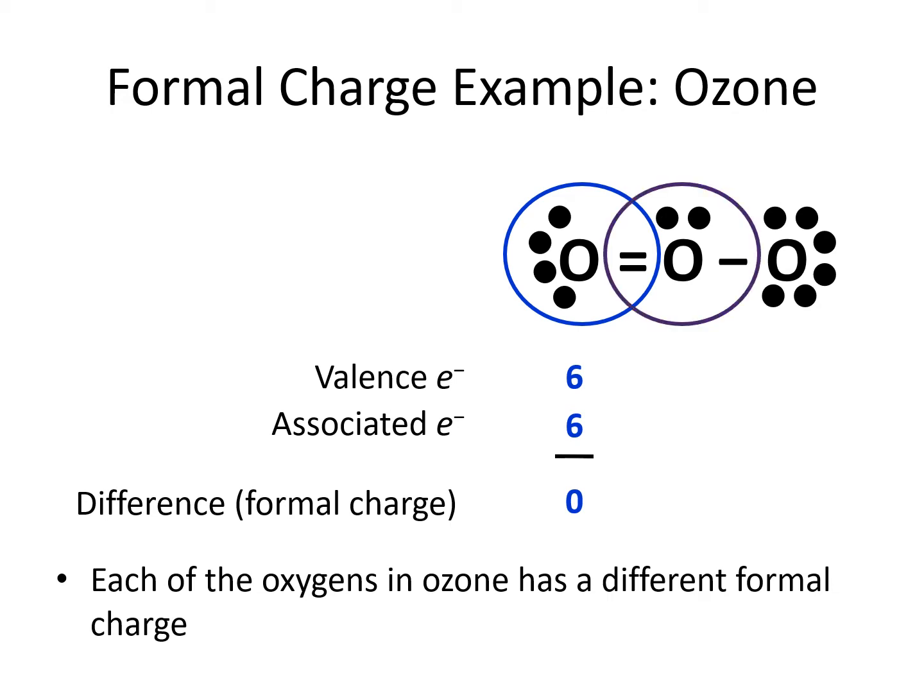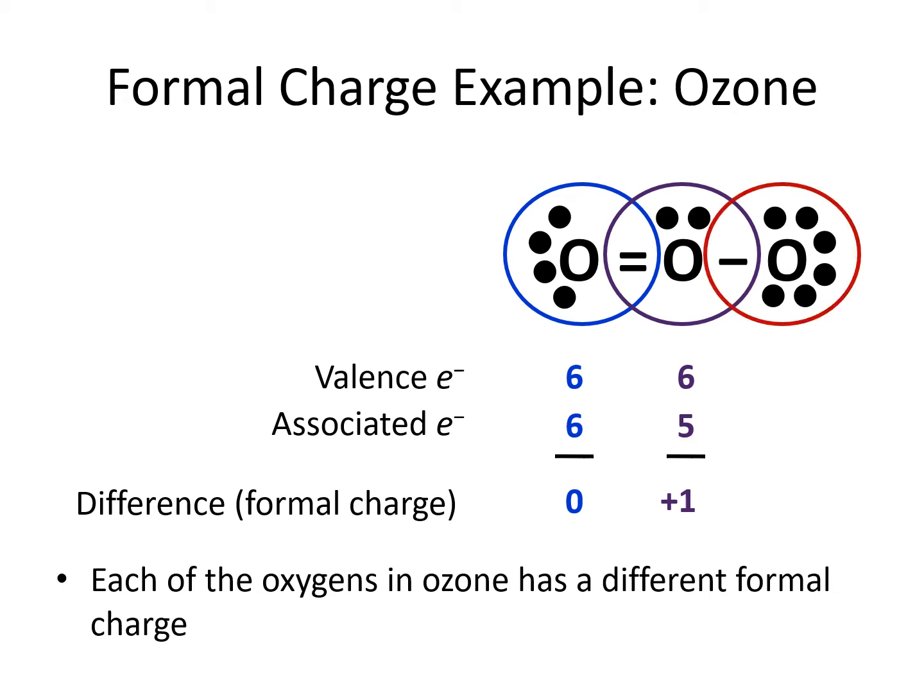The middle oxygen also has 6 valence electrons because it is also in group 6A. It has 2 dots and 3 dashes, making 5 associated electrons. 6 minus 5 gives a +1 formal charge. It is really important to do valence minus associated, not the other way around, or you will end up with the wrong sign on your charge.